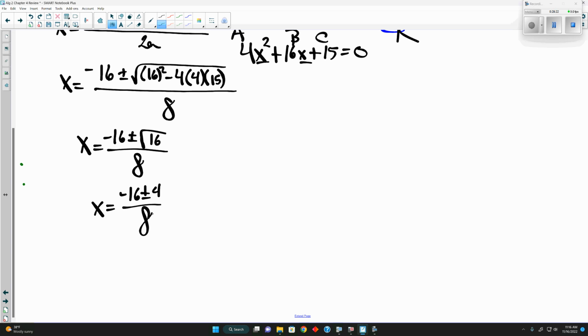Do we have any radicals left over in this equation? Do we have any square roots left? No. Do we have any terms with i? So can we actually add and subtract these? Yeah. So we actually have two different equations here. We're saying negative 16 plus 4 over 8. And we also have negative 16 minus 4 over 8. And both of these are going to give us a value, yes? Well, both of these are just numbers.